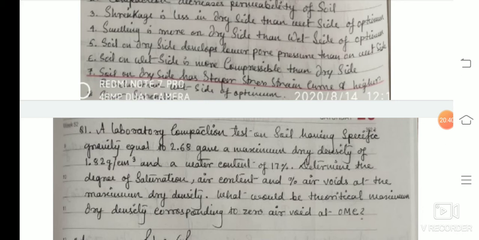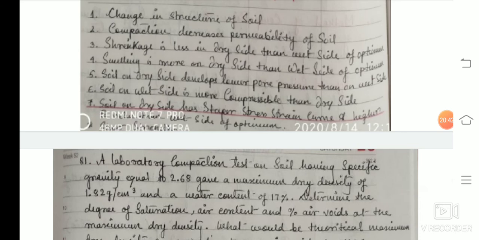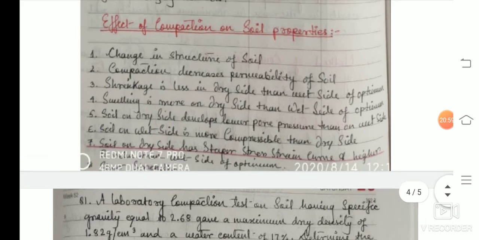Next, we come to the shear strength of soil. As we already know, as we go on increasing the density of the soil, the shear strength of the soil also increases. That is, compaction increases the shear strength of the soil. So, these are the properties of the soil which are enhanced or greatly affected by compaction.